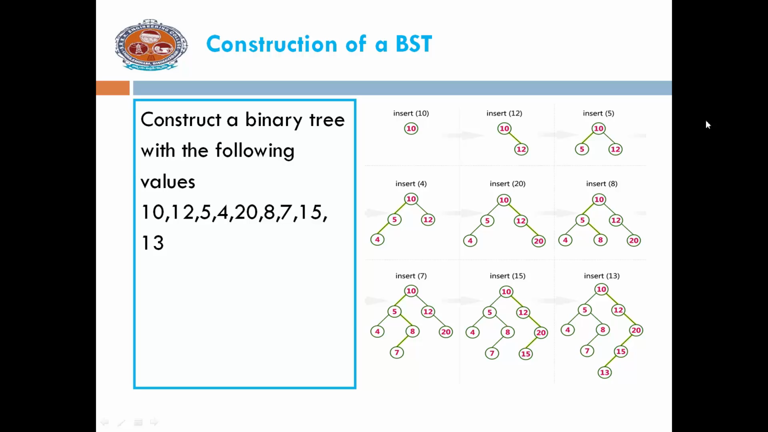And the next node is 5. So compare 5 with 10. 5 is less than 10, so we will be moving towards left.